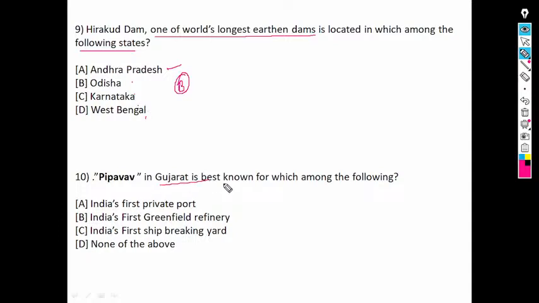Pipavav in Gujarat is best known for which among the following? India's first private port, India's first greenfield refinery, India's first ship breaking yard, and none of the above. Pipavav in Gujarat is India's first private port.